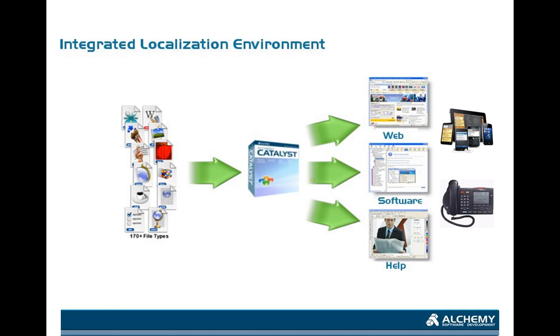First of all, I want to just explain very briefly the model, the paradigm within Catalyst, and the idea is that whatever localizable content you're dealing with, the file formats can be inserted into a Catalyst project. You spend some time during the localization lifecycle, and then the localized content pops out on the other side. Be that destined for the web, for a software application, for help, perhaps mobile applications, or indeed embedded LCD screens, for example.